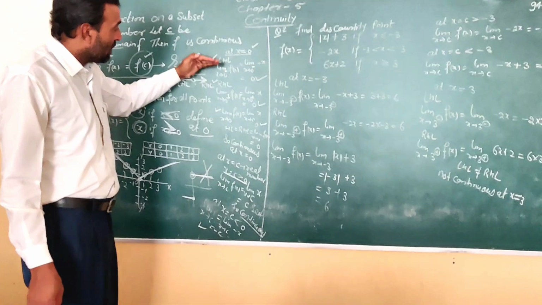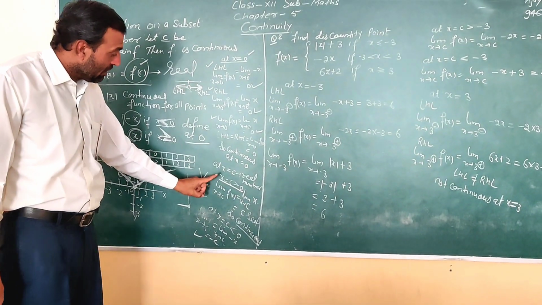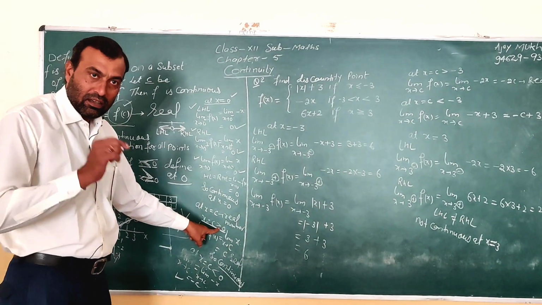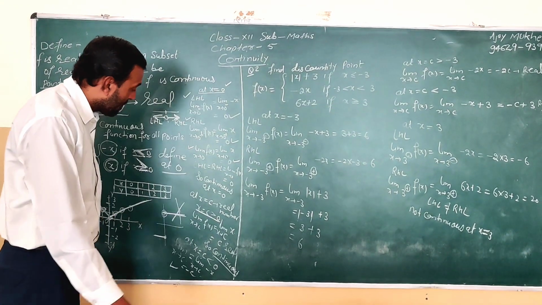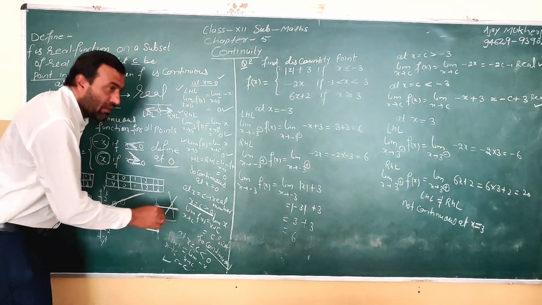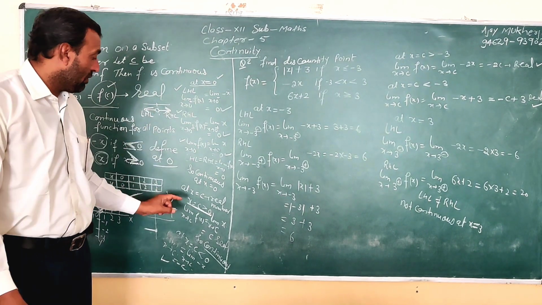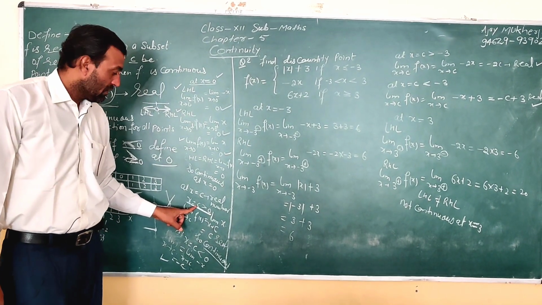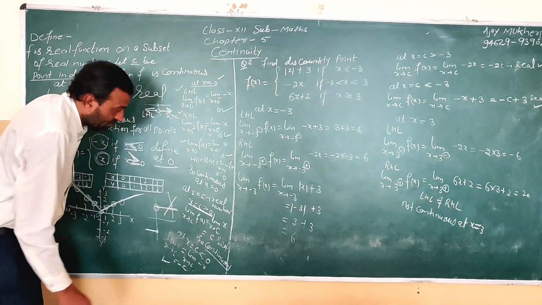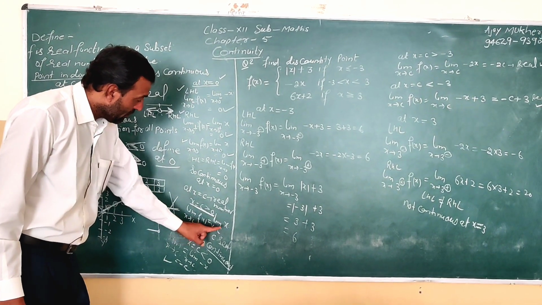At first condition we discuss 3 cases. At second condition x is equal to c greater than 0. So limit x tending to c. C means that c behaves like a real number. Limit x tending to c f(x).